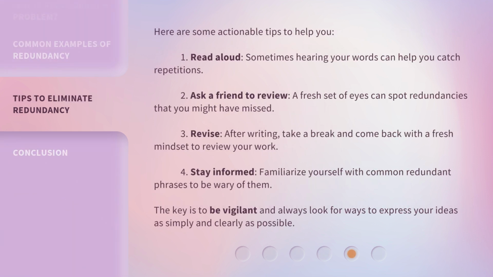Here are some actionable tips to help you. 1. Read aloud. Sometimes hearing your words can help you catch repetitions. 2. Ask a friend to review. A fresh set of eyes can spot redundancies that you might have missed. 3. Revise. After writing, take a break and come back with a fresh mindset to review your work. 4. Stay informed. Familiarize yourself with common redundant phrases to be wary of them. The key is to be vigilant and always look for ways to express your ideas as simply and clearly as possible.